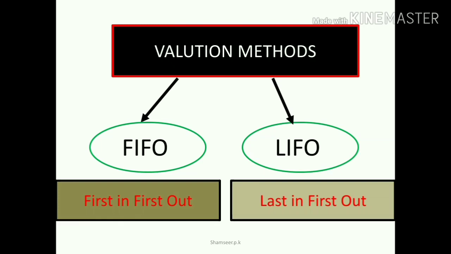So first in, first out means the goods we bought early will be issued for production or sold to customers first. The things left will be the latest goods we purchased. It will be just the opposite in LIFO.